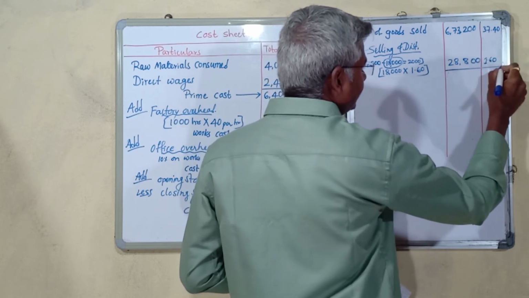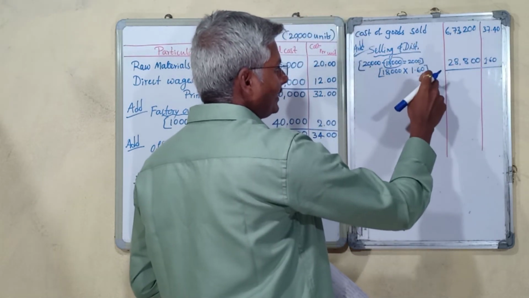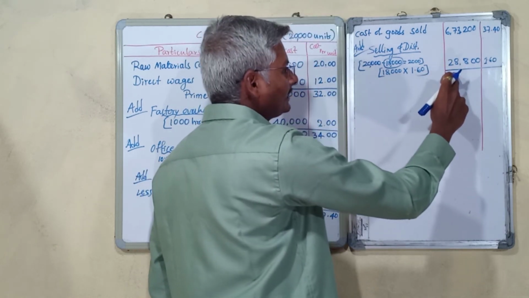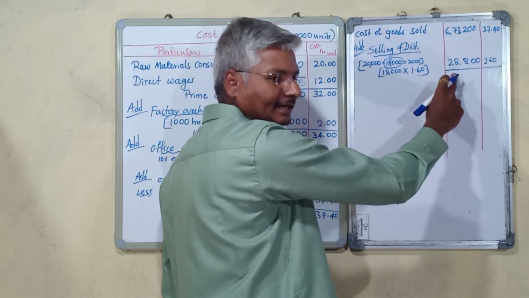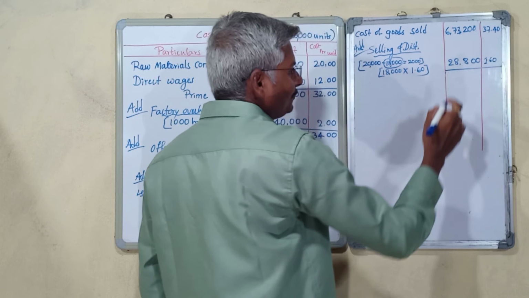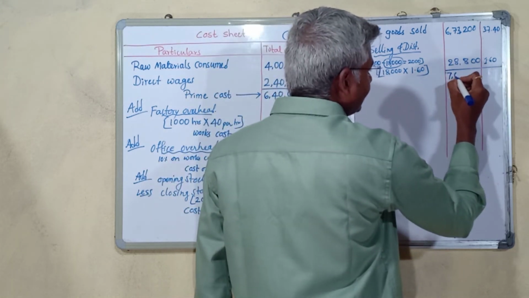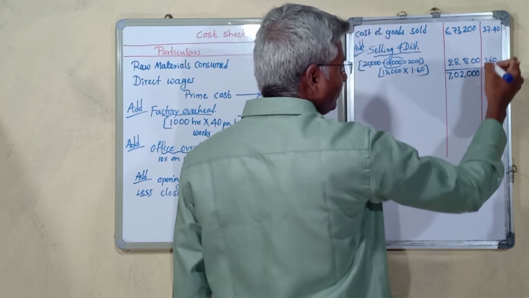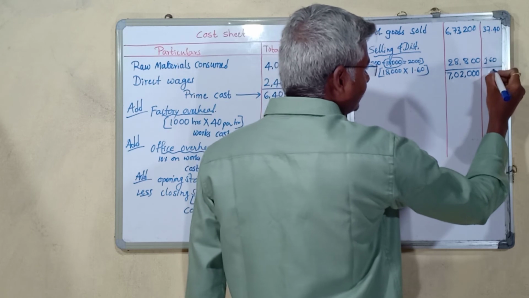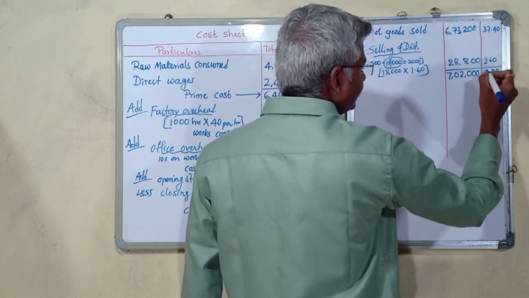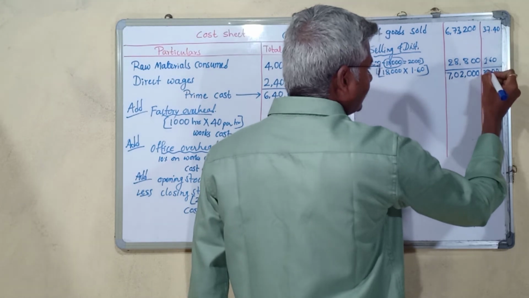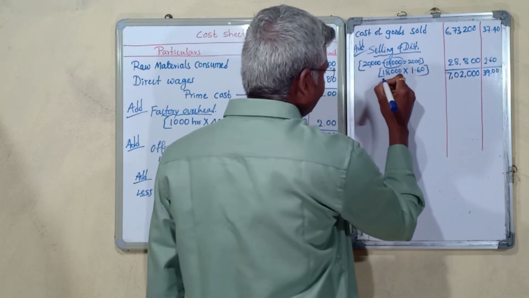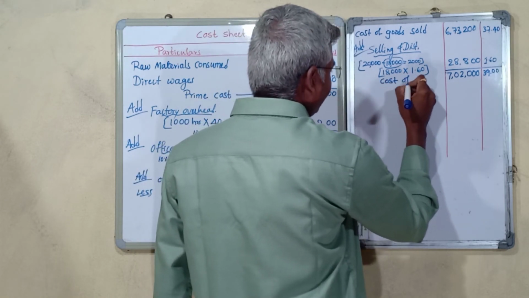So 18,000 into 1 rupee 60 paisa amounts to rupees 28,800. If we add these two, cost of goods sold 6,73,200 and selling and distribution 28,800, we will get 7,02,000 rupees. Then 37.40 plus 1.60 is 39 rupees per unit. This is cost of sales.